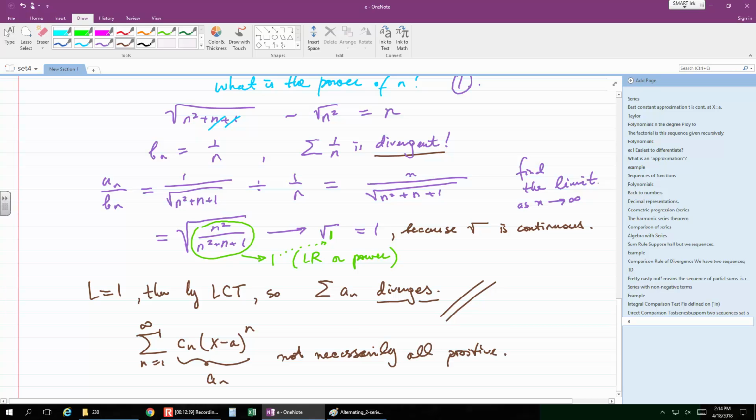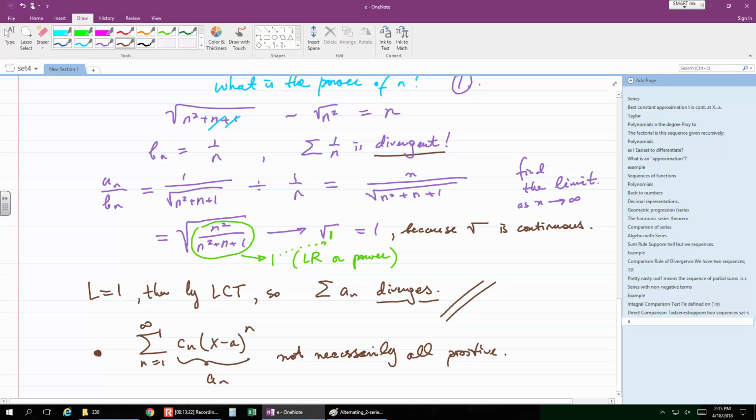So that's a problem, and so then we have to find better ways to study series with any kind of terms. It turns out to be quite manageable, but let's start with a few examples to see the difference.